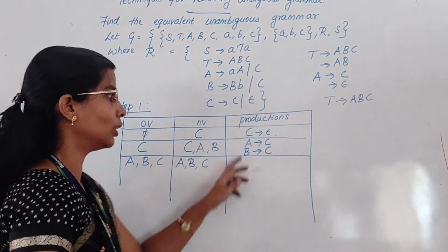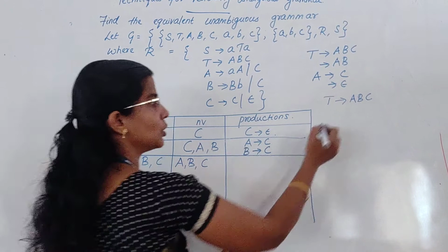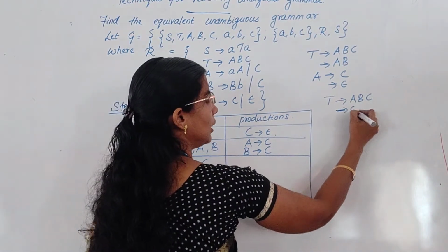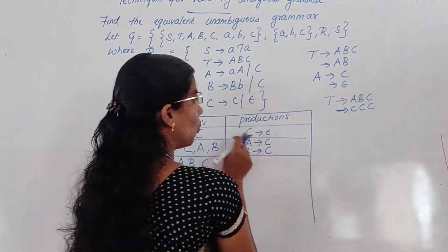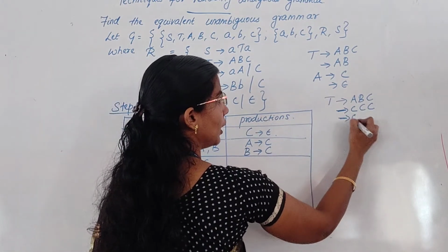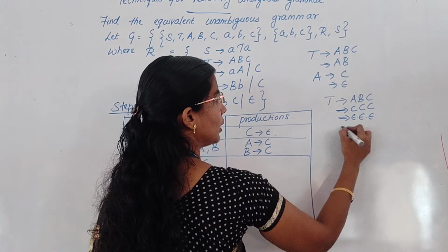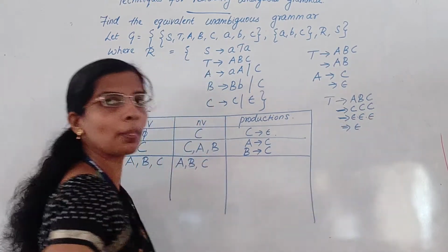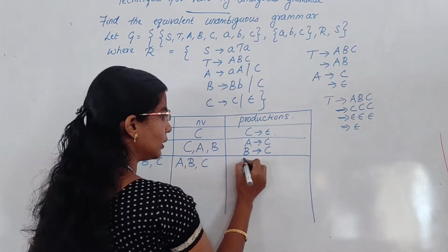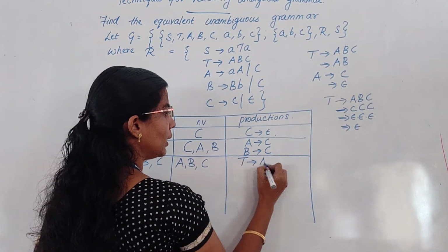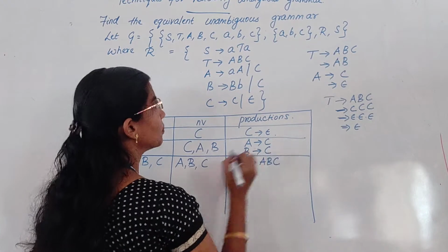So for A I can substitute C. For B also I can substitute C. I have C. What about C? It is epsilon, epsilon, epsilon. It is nothing but epsilon. So in RHS I am getting only epsilon. So I can write this production T tends to A, B, C.